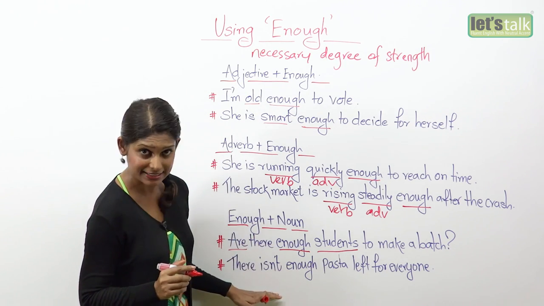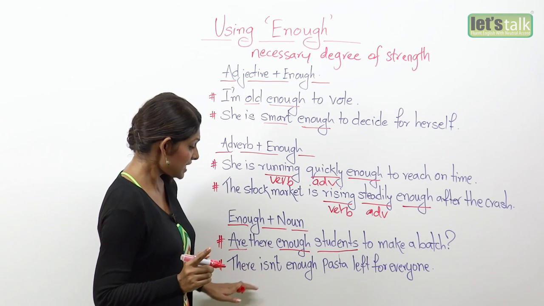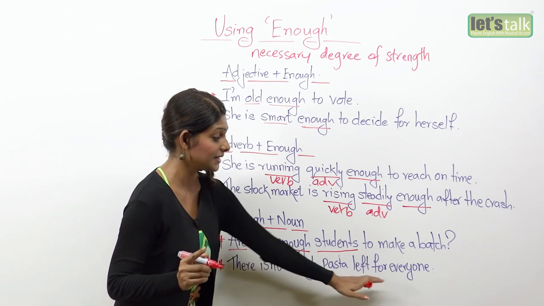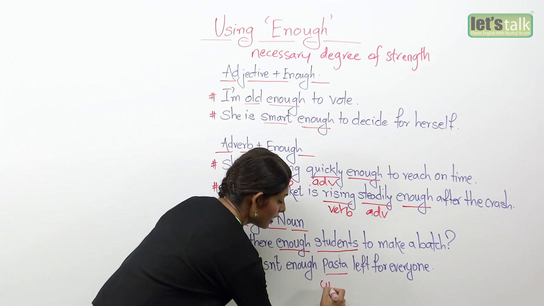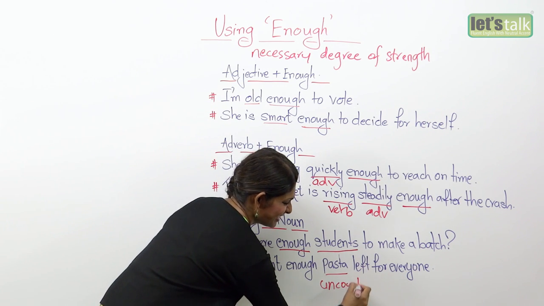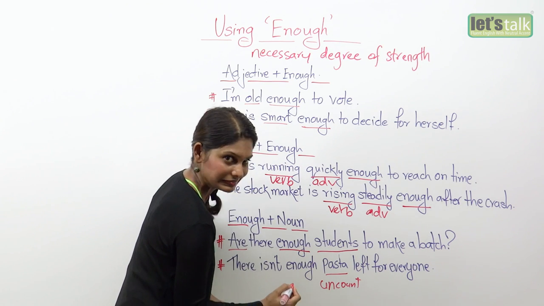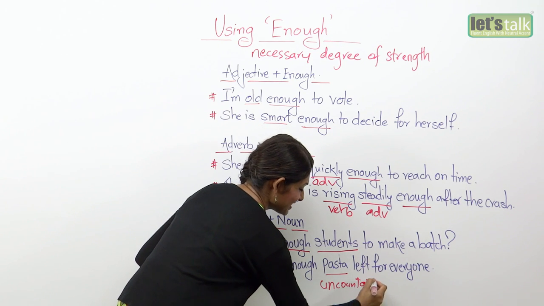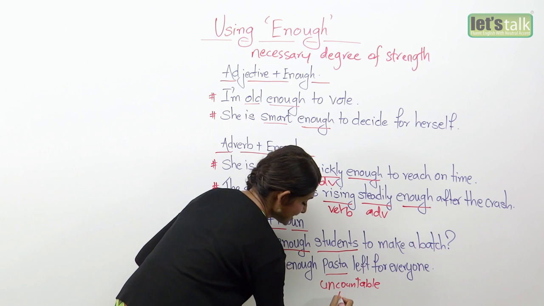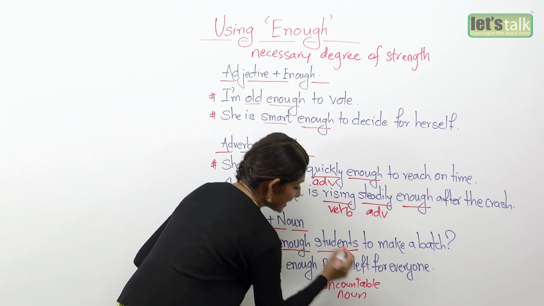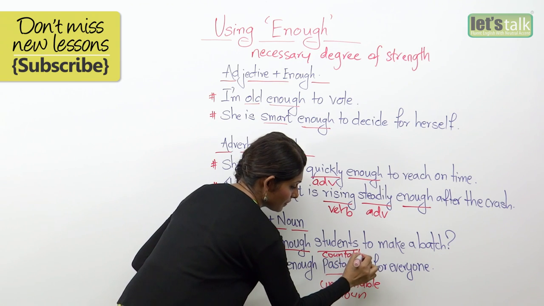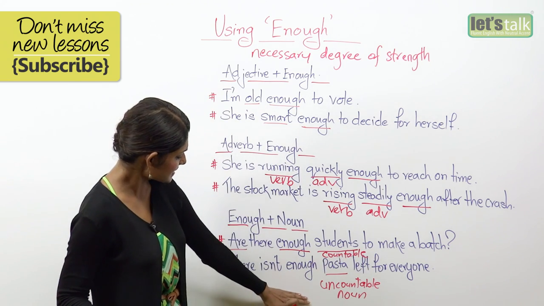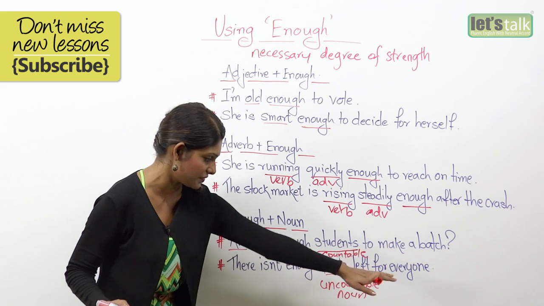Looking at a second sentence where it is different: there isn't enough pasta left for everyone. Pasta is an uncountable noun. Can you count pasta? So that is an uncountable noun, and students is a countable noun. Let me just write that out for you. Now in this sentence, there isn't enough pasta for everyone.